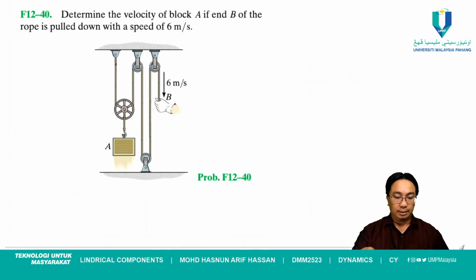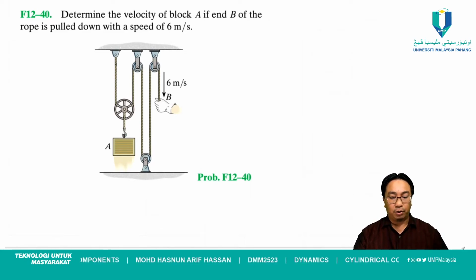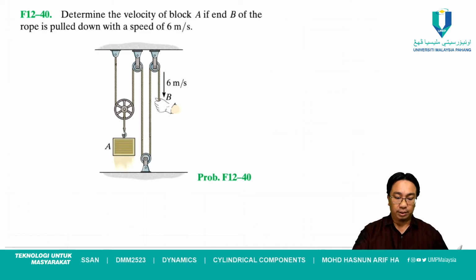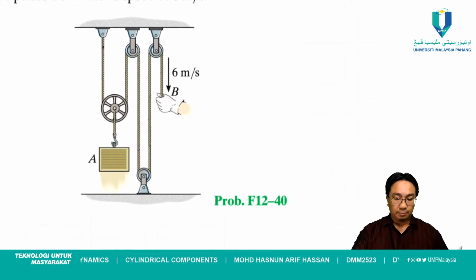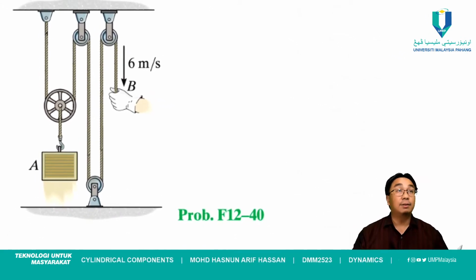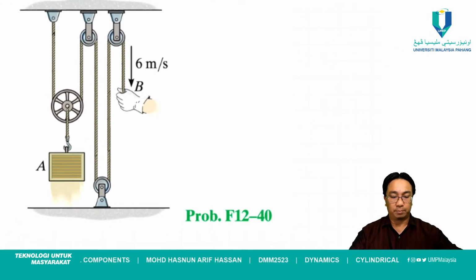Alright. Determine the velocity of block A if end B of the rope is pulled down with the speed of 6 meter per second. Okay, 6 meter per second. So ini dia punya gambar problem dia.